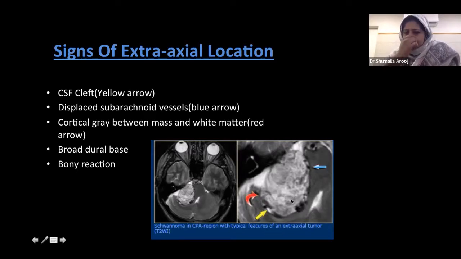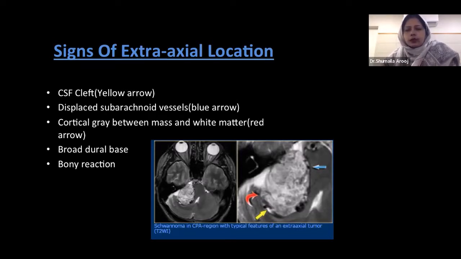Then, especially in cases of supratentorial lesions, you can see the buckling of gray matter, where the gray matter is displaced by the lesion. If the band of gray matter is seen outside the lesion, that means that it is within the brain parenchyma. But if it is displaced by the lesion, then it shows that it is an extraaxial lesion. Then you have to decide whether it is broad-based, whether it is dural-based, and whether there is associated bony reaction.